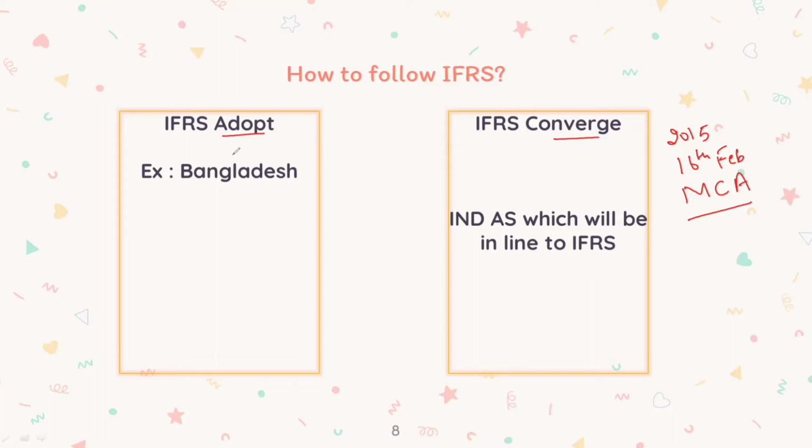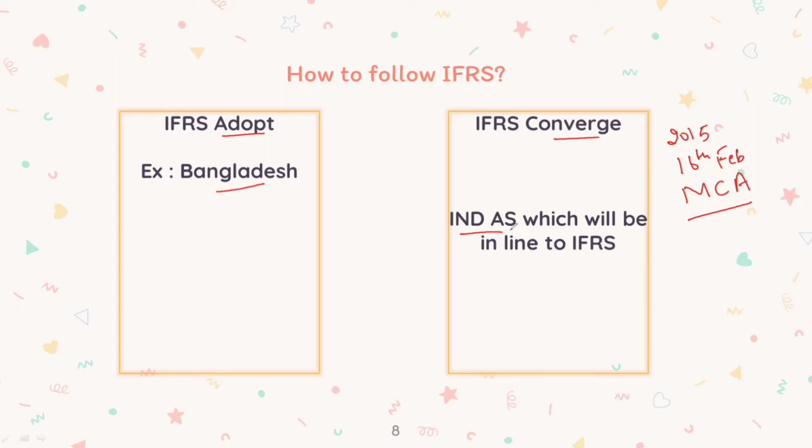Now, for example, IFRS adopt is just blindly accepting the rules given by the MCA completely. It was accepted by a country, for example, Bangladesh. They just adopted those rules. They didn't want to prepare their own set of standards similar to IFRS. But when I'm talking about converge, when I'm talking about our country, that is India, India wanted to prepare its own set of standards which will be in line with IFRS. India prepared the same set of rules, just similar to IFRS, and that new set of rules we call Ind AS, Ind AS.